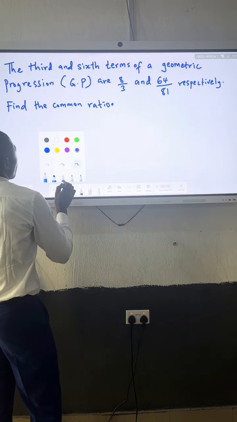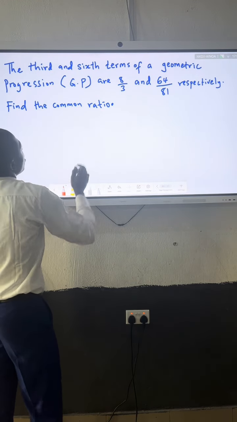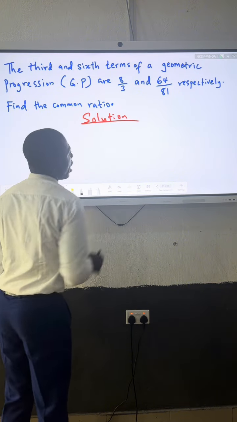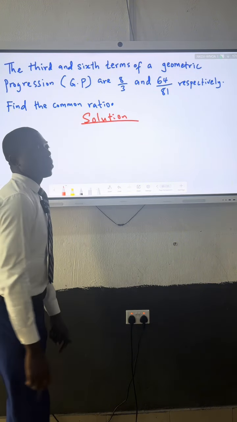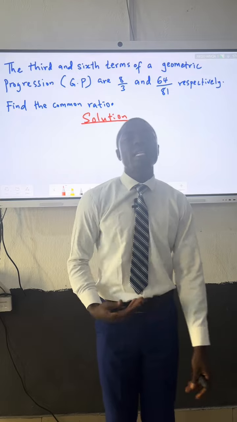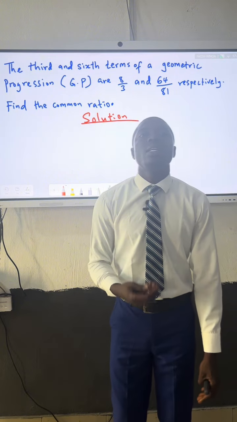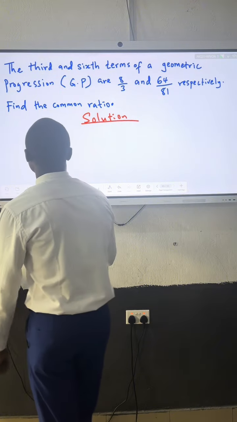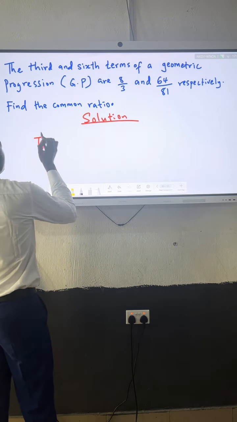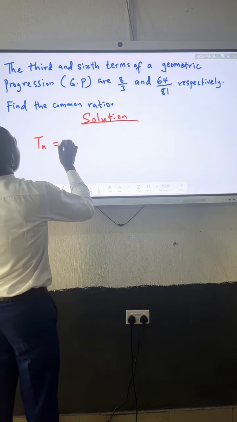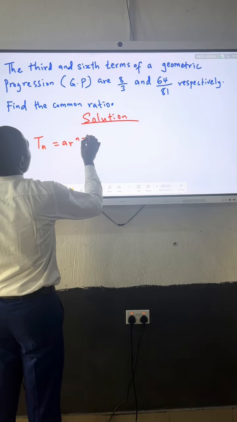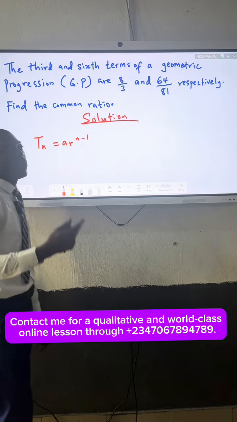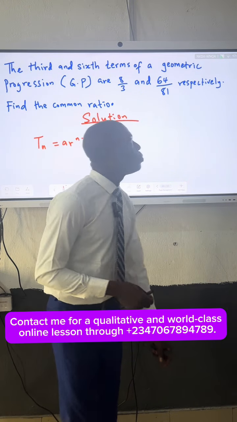So we want to find the common ratio in this question. So we have the solution. All right, common ratio. Now, the first thing I want you to know in this is the nth term of the geometric sequence. What's the formula? The formula is Tn, T subscript n, is AR raised to power n minus 1. This is it, where n represents the number of terms you're talking about.